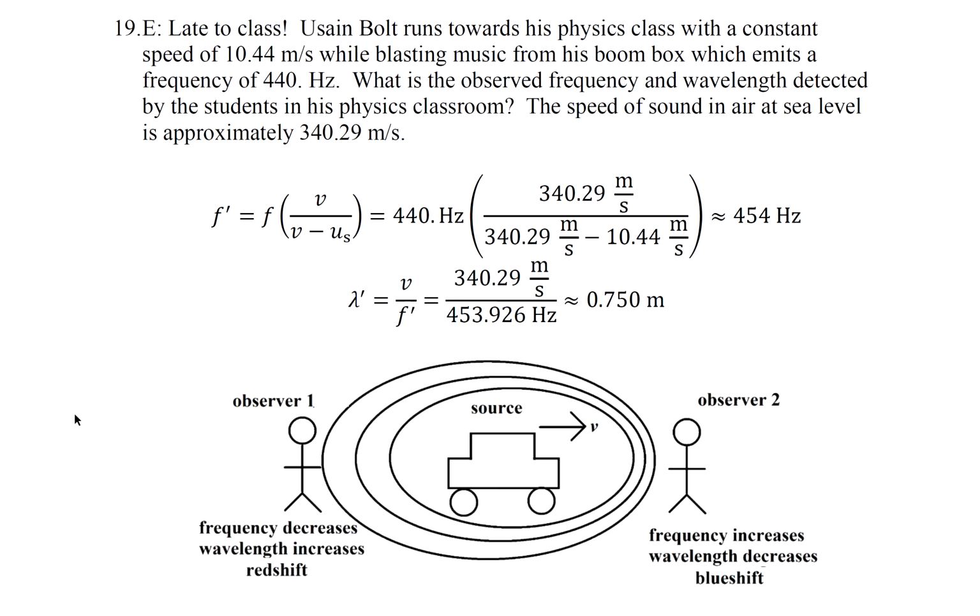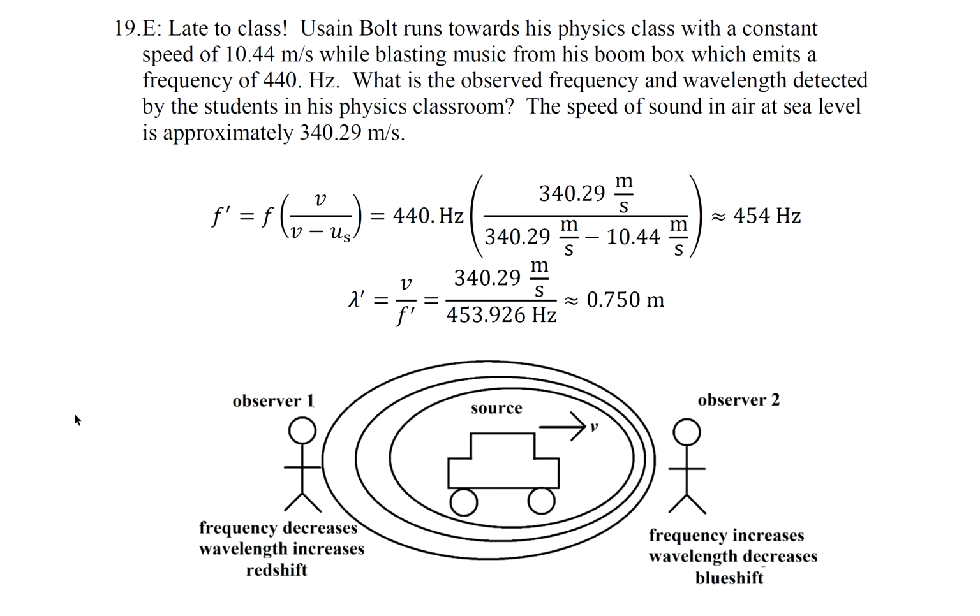Question 19. Usain Bolt runs towards his physics class with a constant speed of 10.44 meters per second while blasting music from his boombox, which emits a frequency of 440 hertz. What is the observed frequency and wavelength detected by the students in his physics classroom?